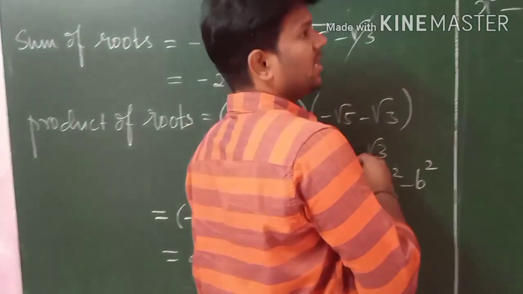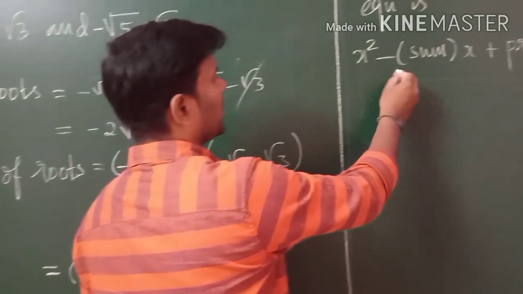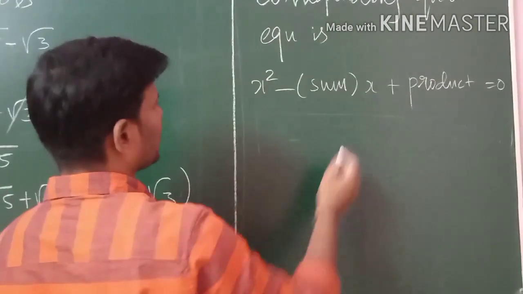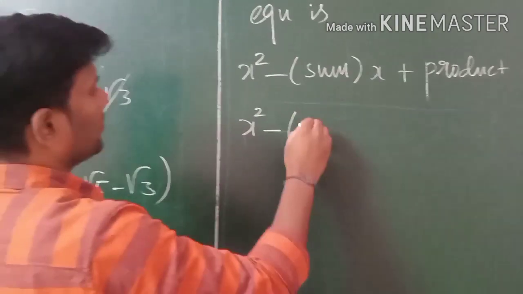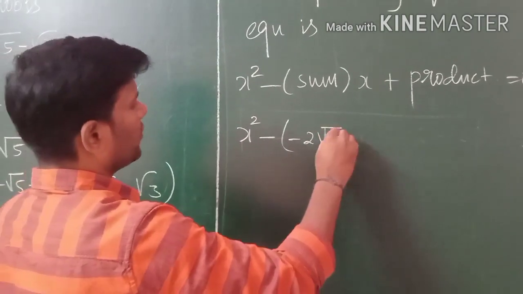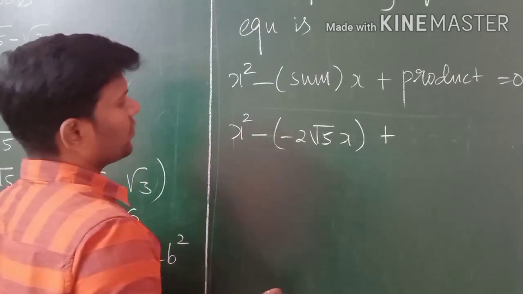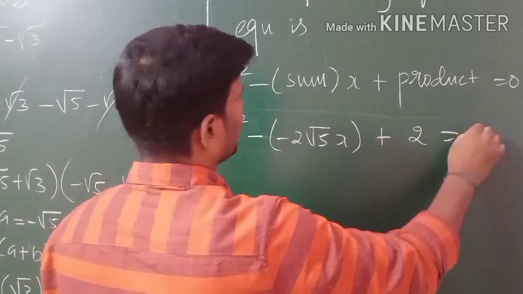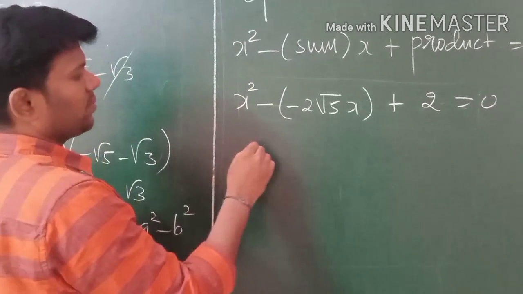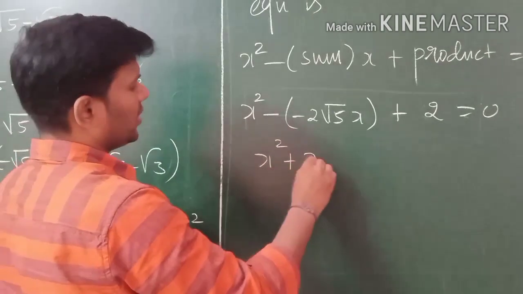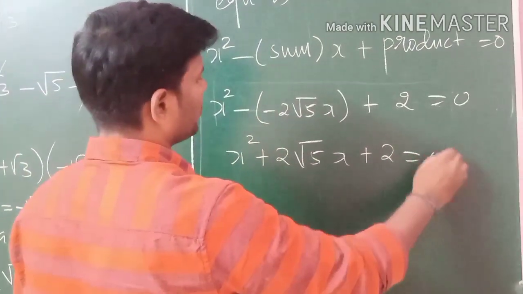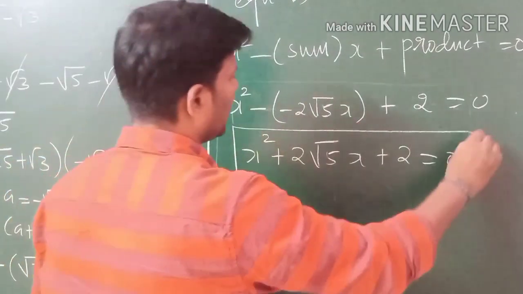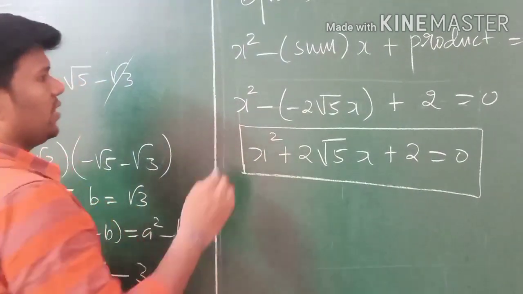And what is the corresponding quadratic equation? X square minus sum of roots into x plus product of roots equal to 0. So x square minus minus 2 square root of 5 x plus product of roots 2 equal to 0. So minus of minus is plus. So x square plus 2 square root of 5 x plus 2 equal to 0. This is the other quadratic equation.